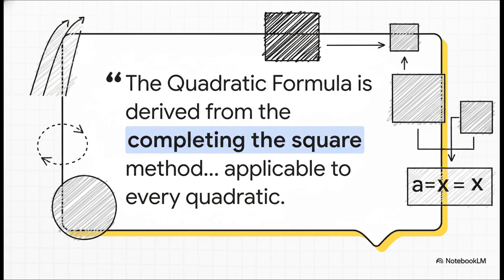So where did this amazing recipe even come from? It's not magic. Like the quote says, it comes from a process called completing the square. Think of that as a clever way to rearrange any quadratic equation. And what some brilliant mathematicians did was they took the generic form, ax squared plus bx plus c, and applied that process to it. They solved for x in general terms, and what they ended up with was this formula. It's the solution that works for everything.